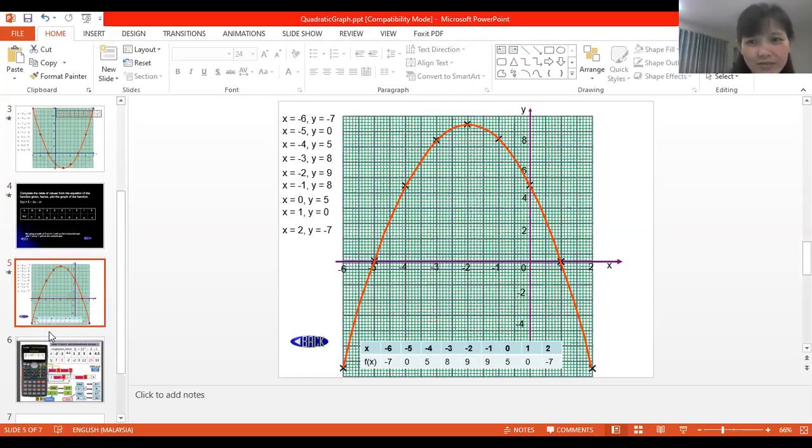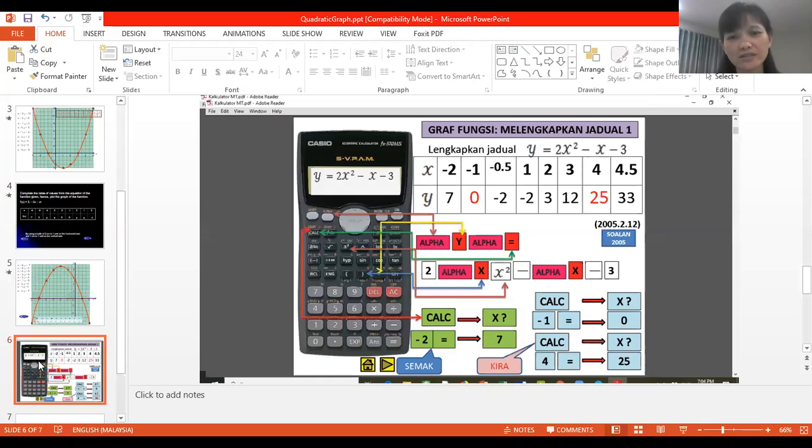Okay, so lastly, I need to emphasize how to use a calculator to get the answer for the y here. Basically, in SPM, there are two values of y that you need to calculate. That is, as I showed you just now, alpha y, alpha equals, alpha x, press the button x squared minus 2 alpha x minus 3. Then we want to calculate when x equals negative 2, we will get the value of y equals 7.